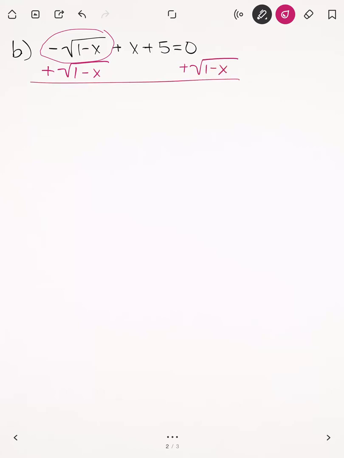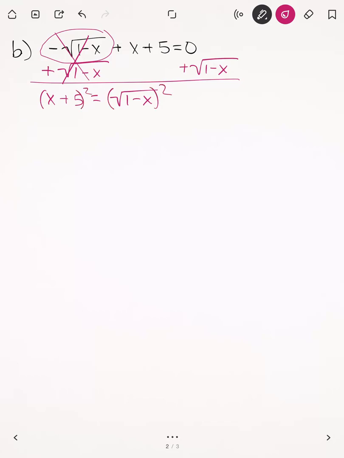Okay, so those cancel out. I'm left with x plus 5 equals the square root of 1 minus x. Perfect. Now we do like we did the first example of this video. So I'm going to go ahead and square both sides.